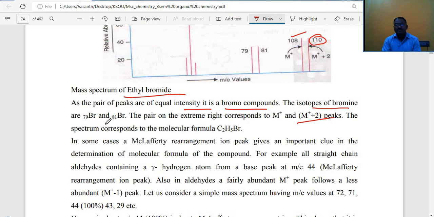The isotopes of bromine are Br79 and Br81. The pair of peaks on the extreme right corresponds to the M+ and M+2 peaks. The spectrum corresponds to the molecular formula C2H5Br.